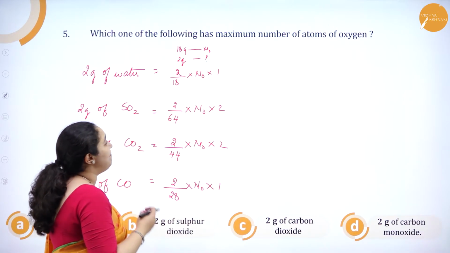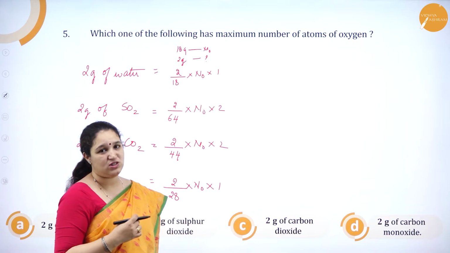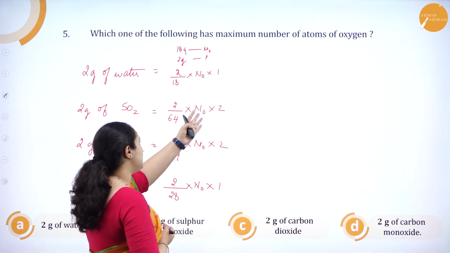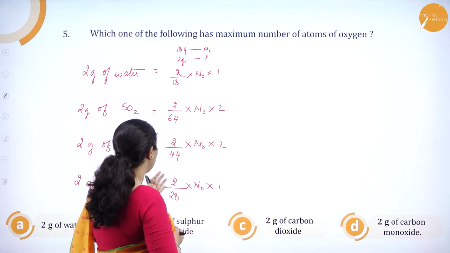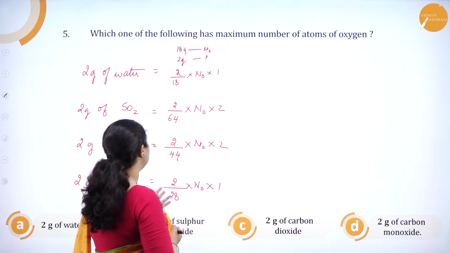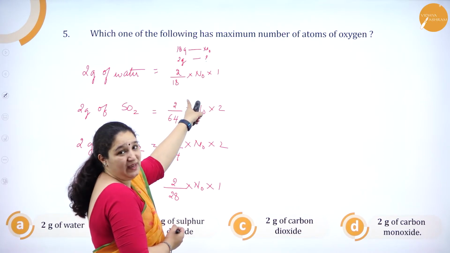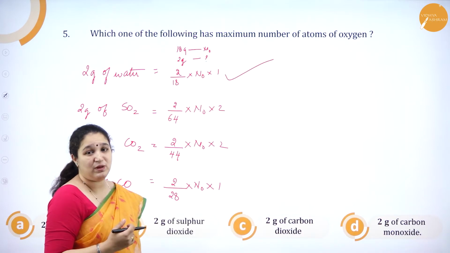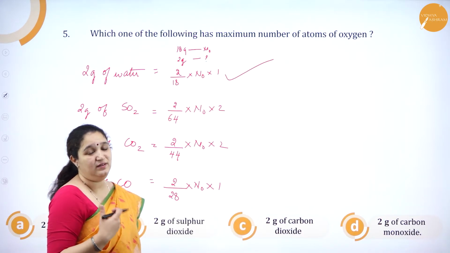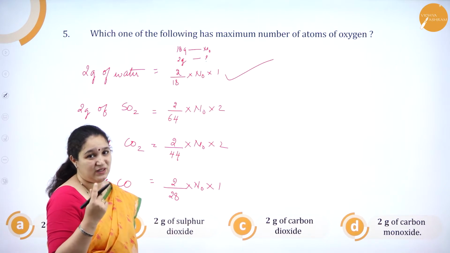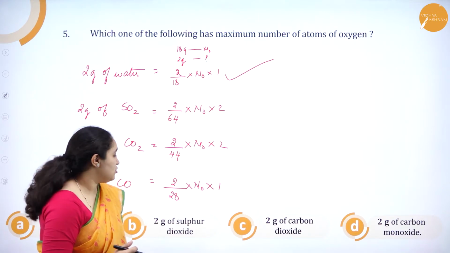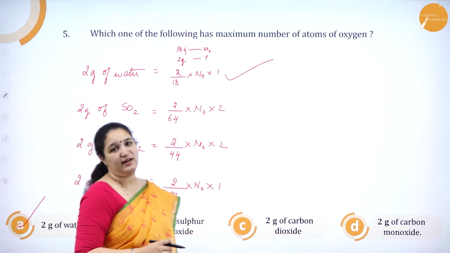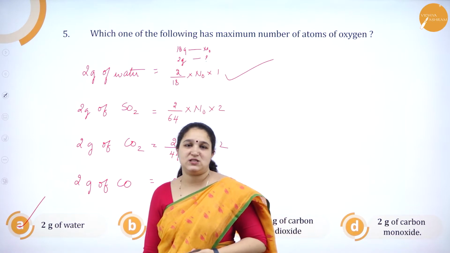So which has got the maximum number of oxygen atoms? See here, 2 divided by 64 into 2 is there, so you'll get a very small number. Here also you'll get a small number. Here even smaller. Only here the denominator is only 18. So water will be the correct answer, which has got the maximum number of oxygen atoms, since oxygen in the water molecule will be present in 2 grams of water. Okay. So option A, that is 2 grams of water, is the correct answer. We'll go to the next question.